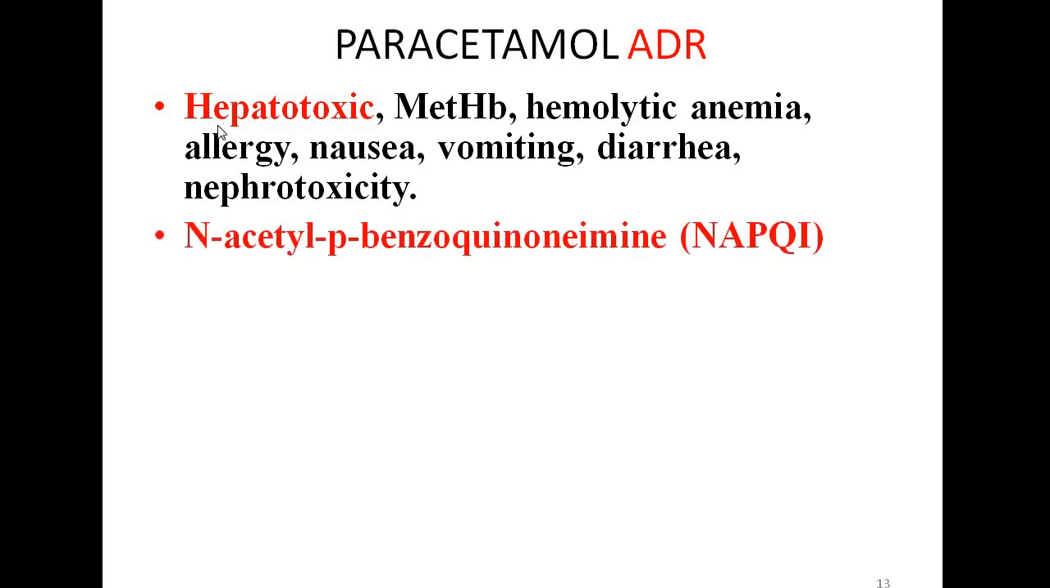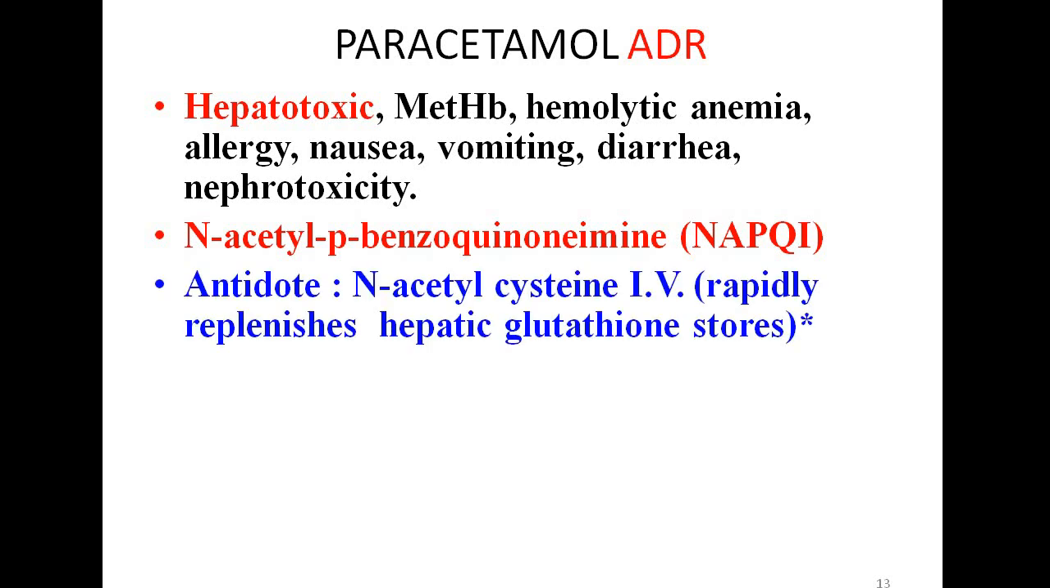Coming to the mechanism of the hepatotoxic adverse effect of paracetamol. The phase 1 metabolite of paracetamol is N-acetyl-p-benzoquinone imine. Now this hepatotoxic phase 1 metabolite is quickly detoxified in the liver by conjugating with glutathione. So in paracetamol overdose, the antidote is N-acetylcysteine, which is given intravenously. Now cysteine, a sulfur-containing amino acid, rapidly replenishes the hepatic glutathione stores.